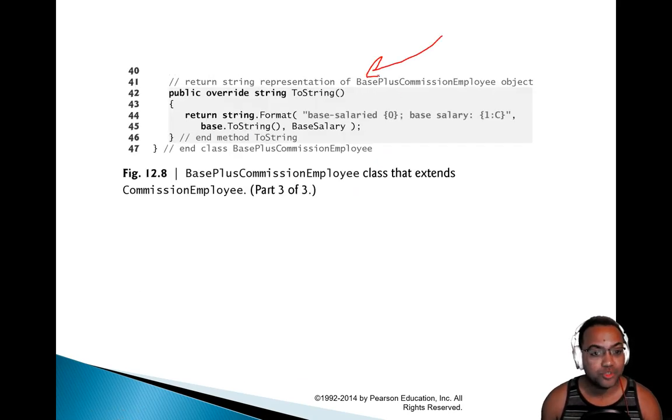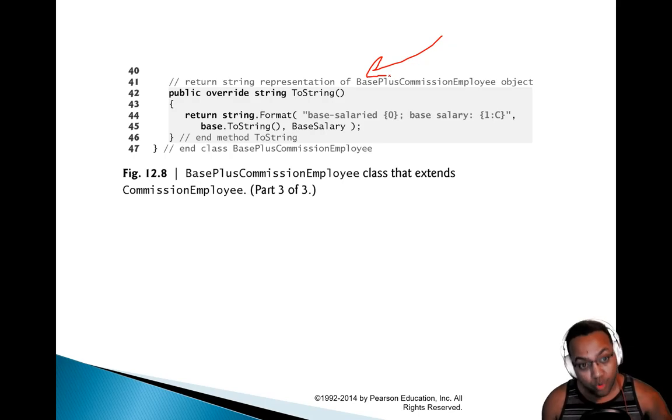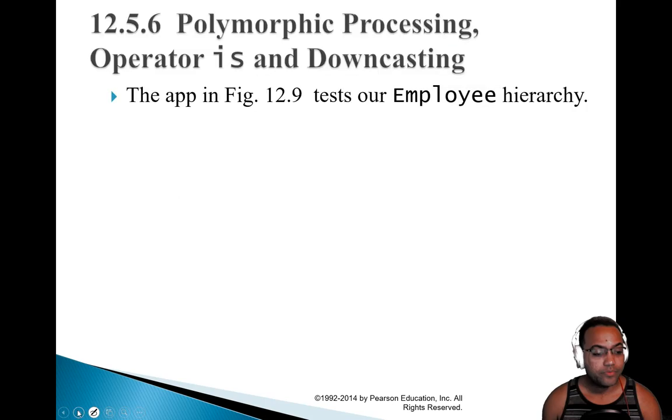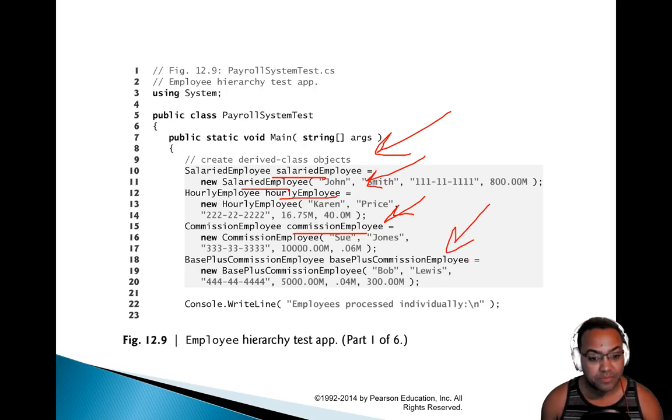Then we override the toString because the toString was overridden in the commission employee class, which was also overridden in the employee class, which is our abstract base class, which overrode toString from where? The object class. So this is our employee hierarchy. We're now testing it. We have salaried employee that's being instantiated as new salaried employee. We have hourly employee, which is being instantiated as hourly employee. We have commission employee, which is being instantiated as commission employee. We have base plus commission employee, which is being instantiated as base plus commission employee. And then we write everything.